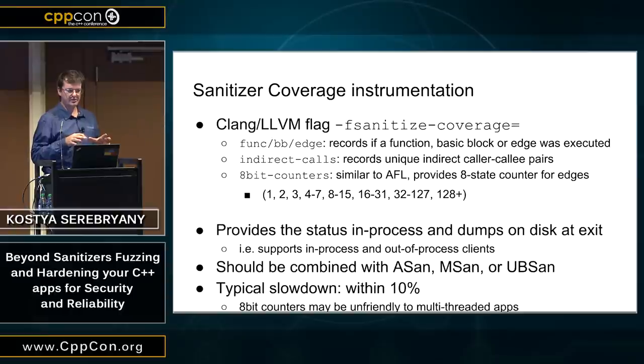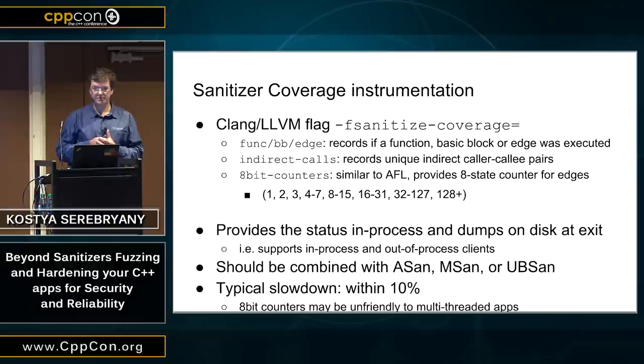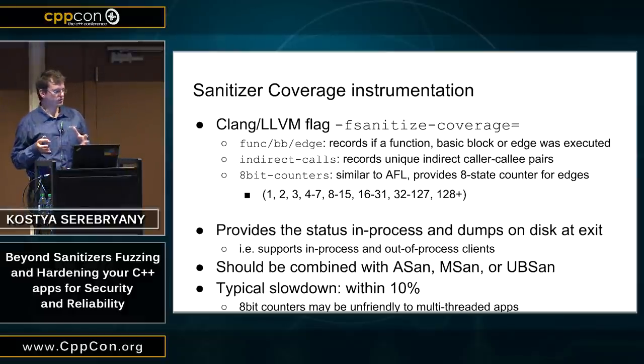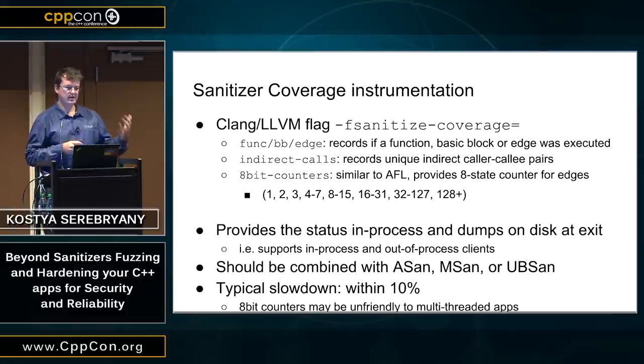This coverage instrumentation can provide you feedback both after the process has exited in the form of a file on disk, and as an in-process API call, so that you can query the current state of the coverage inside the process itself. And the way it is implemented now, this coverage instrumentation should be combined with one of the sanitizers. The typical slowdown of this coverage is very small, usually within 10%, although the 8-bit counters may stand in the way of multi-threaded applications because the counters are globals and there is contention on them.